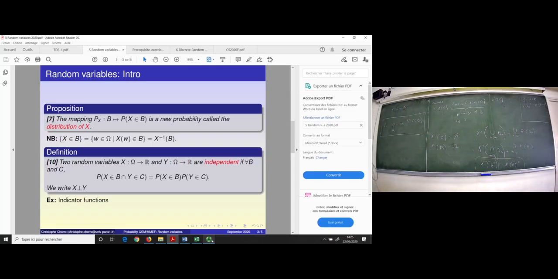So what you have to keep in mind is that when you compute preimages of things that are classical operations on sets, you have the good formulas. Preimage of a union is equal to the union of the preimages. Preimage of the intersection is equal to the intersection of the preimages. Preimage of a complementary set is equal to the complementary set of the preimage, and so on. The preimage of the universe is the universe. Preimage of the empty set is the empty set.